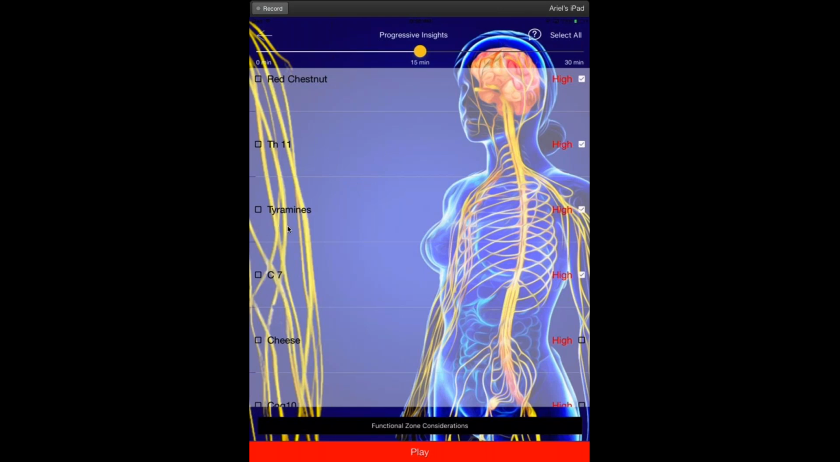we see these foods come up again, the cheese, the wine. These foods are loaded with tyramines. So maybe she just hasn't gotten all of them, or maybe she hasn't been aware of them at all. Red chestnut, over concern for the welfare of loved ones. I see this all the time in people who are healers, who are interested in healing. Over concern for the welfare of loved ones.